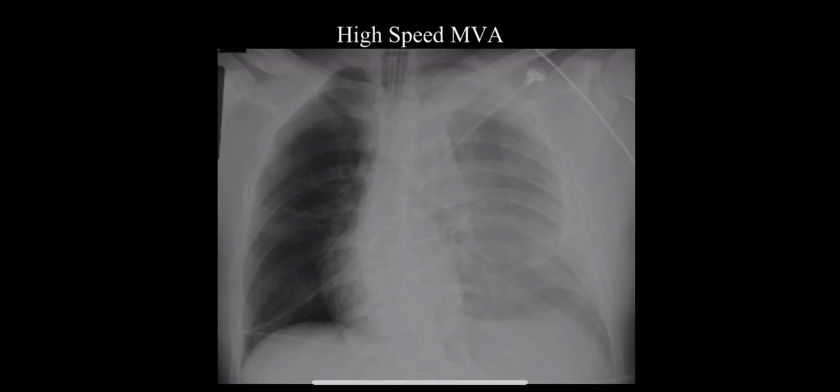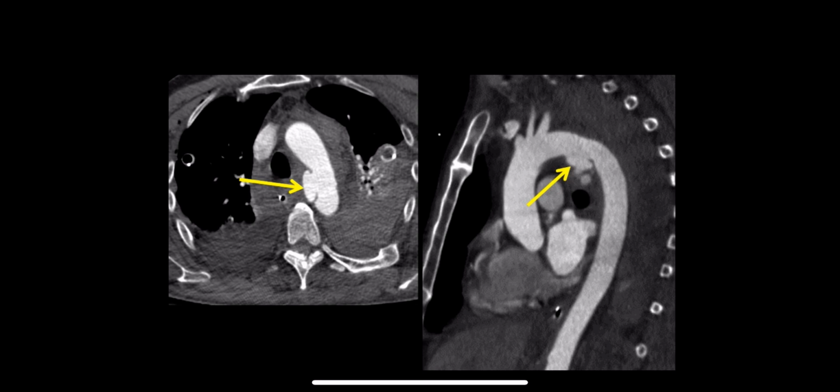This individual sustained a high-speed MVA. We see a large layering left pleural effusion consistent with a hemothorax. There's a clear-cut left apical cap, loss of definition of the aortic arch, indicating a high suspicion for traumatic aortic injury. Axial CT image shows significant periaortic mediastinal hematoma, and then a classic appearance of a pseudoaneurysm. Sagittal reconstructed image shows a pseudoaneurysm on the undersurface of the proximal descending thoracic aorta. Note the acute angle with the undersurface of the aorta.